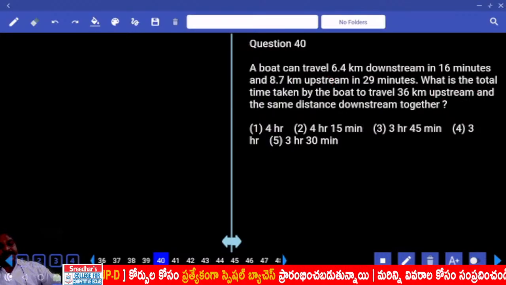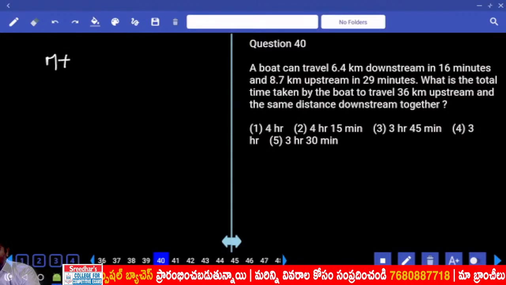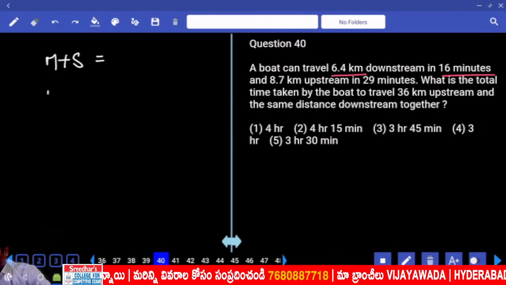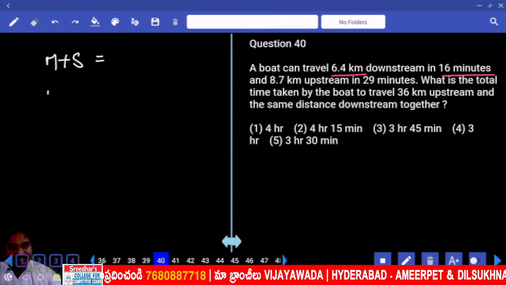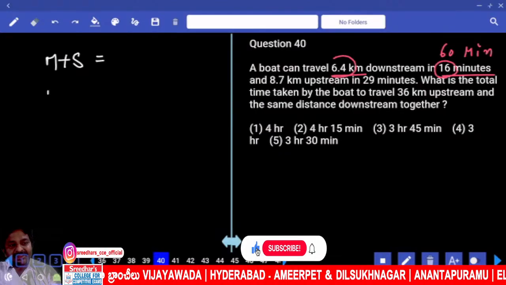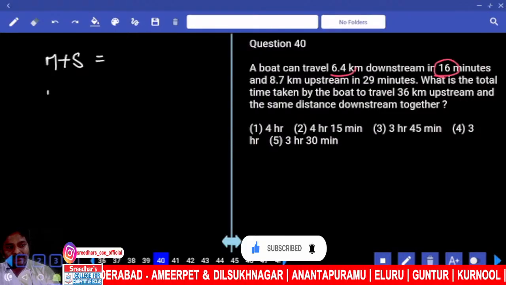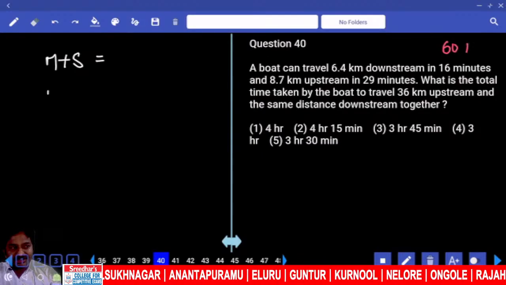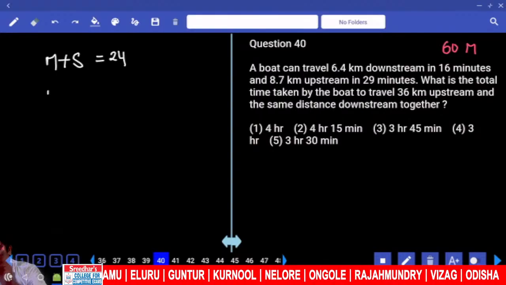Boat A can travel 6.4 kilometers downstream in 16 minutes. Downstream speed is M plus S. To calculate speed, we use 60 minutes. Convert time to 60 minutes. 16 and 6.4, forget about the decimal: 64 is 4 times 16. To convert into 60 minutes, 64 times 4 is 240. If we keep the decimal, that will be equal to 24.